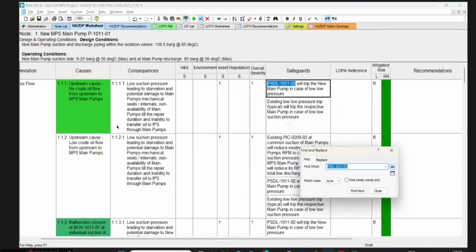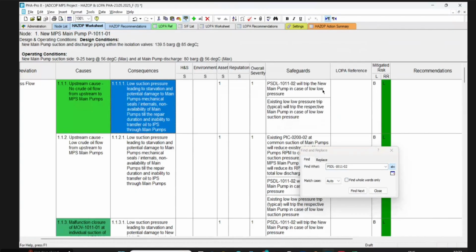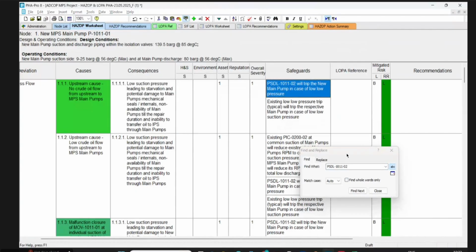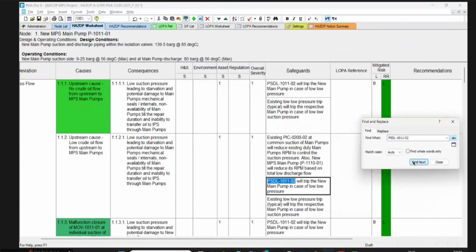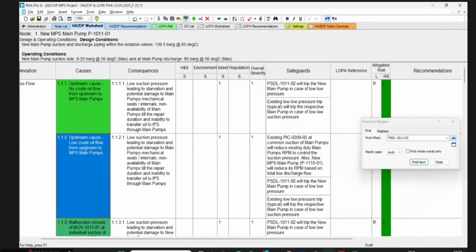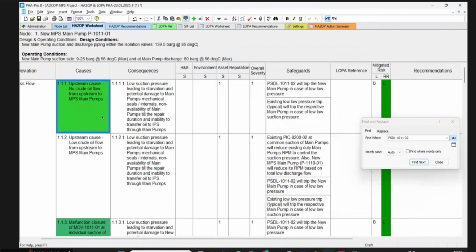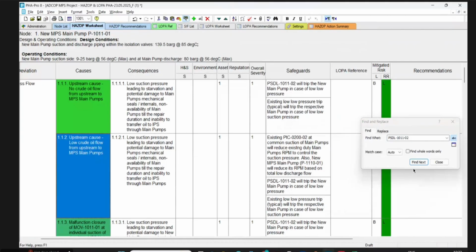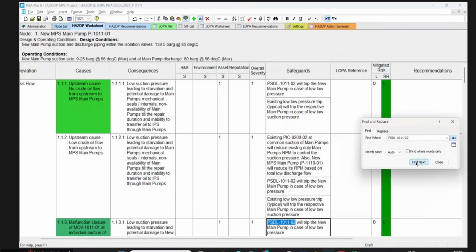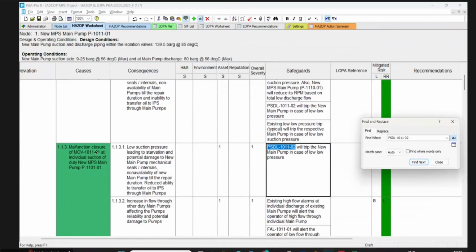So, guys, if you see, we are saying upstream no crude, low suction pressure. Yes, this is the first cause. The second cause is upstream, low crude oil flow from upstream MPS. Ultimately this is all the same. Third is malfunction closure of MOV 101101 at individual suction. That's correct. This is again a good initiating event.